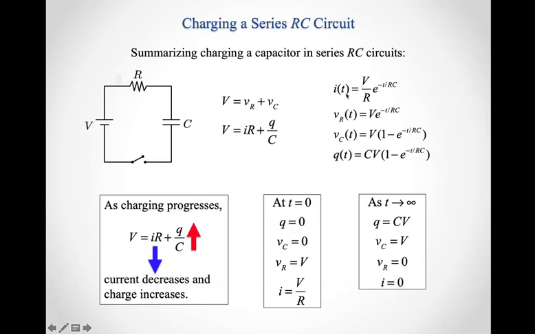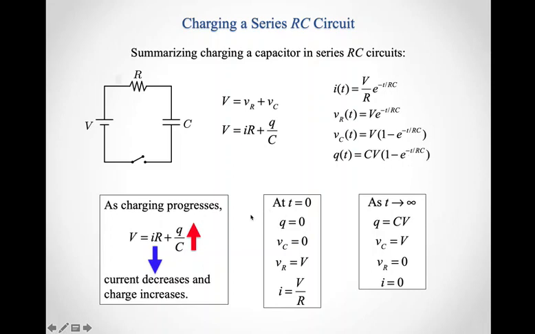The functions that describe how each of those parameters change are given by the following equations. So the current as a function of time is V over R times e to the minus t over RC. The voltage across the resistor as a function of time is V, the voltage of the battery, times e to the minus t over RC. The voltage across the capacitor as a function of time, well, unlike these first two terms that are decaying, the capacitor's voltage is increasing, and it's given by V times 1 minus e to the negative t over RC, and the charge on the capacitor as a function of time is C times V, times 1 minus e to the negative t over RC.